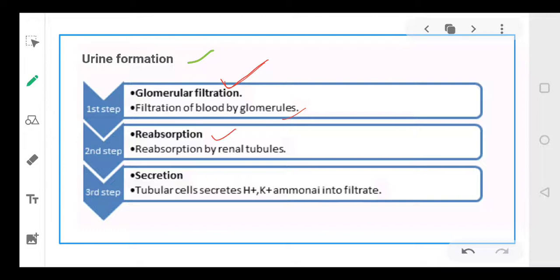The second step is called reabsorption by the renal tubules. And I hope you remember the renal tubules. Renal tubule means your PCT, DCT, Henle's loop and collecting duct. So they all constitute your renal tubules. So the second step involves reabsorption. And third is secretion. That is, the tubular cells will secrete hydrogen ions, potassium ions, and ammonia into the filtrate, right? So this will result in the secretion into the waste.